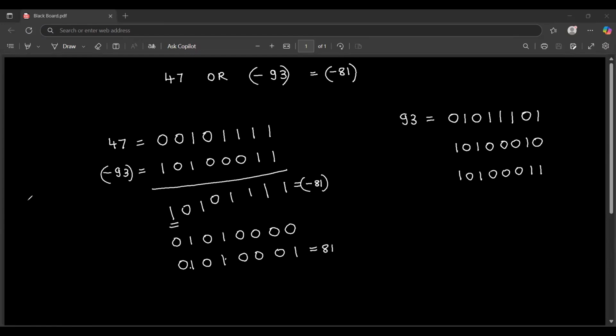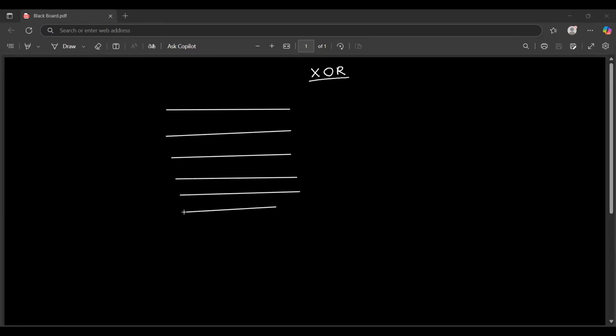Okay, the output is -81. Cool? Yes. Now let's talk about XOR. What is XOR? Well, it also needs four rows, 4 combinations, which means we need 2 bits. So let me draw them down. We have A, B. XOR has a symbol, A XOR B. It's not exactly a dot and not exactly a plus symbol; it's a combination of both.